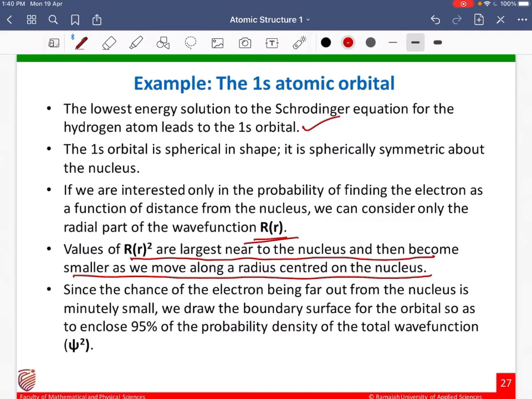Since the chance of the electron being far out from the nucleus is minutely small, we draw a boundary surface for the orbital so as to enclose 95% of the probability density of the total wave function psi square. So we find what is the 95%. We have to draw a boundary surface for the orbital so as to enclose 95% of the probability density of the total wave function psi square.